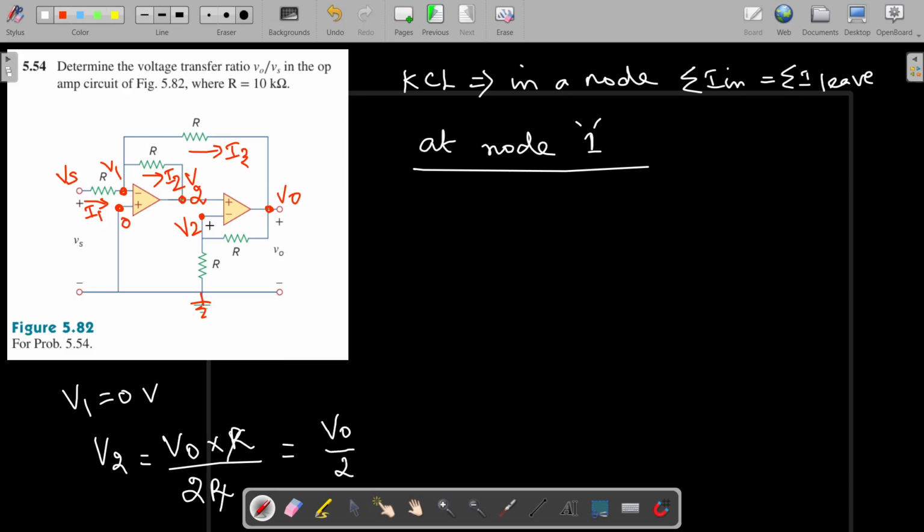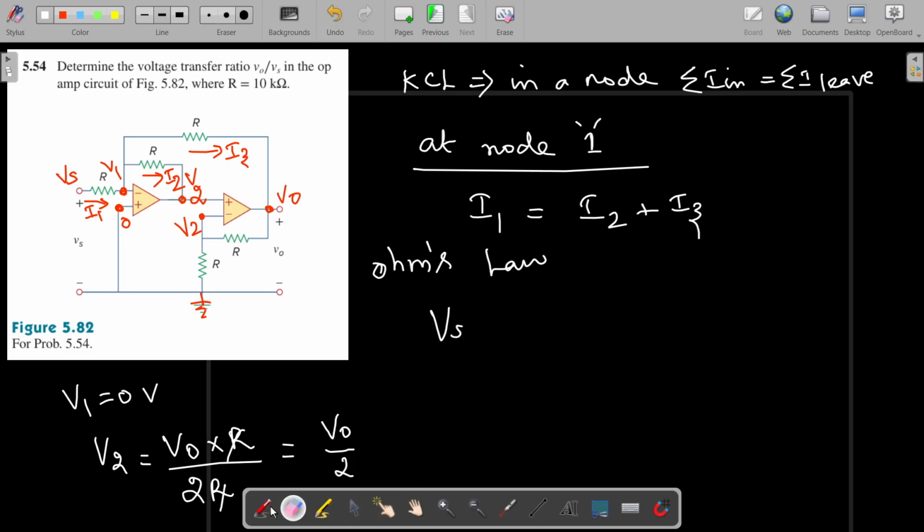With this, we can now apply KCL at node 1. The incoming current to this node 1 is I1 and the leaving currents are I2 and I3. Here we can apply Ohm's law. What is I1? I1 is Vs minus the zero potential, or the V1 potential, that is 0, divided by R, and that is equal to I2. I2 current is flowing from V1 potential to V2 potential, so 0 minus V2, so minus V2 divided by R, plus I3 is also flowing from V1 to V0. Okay, so it is 0 minus V0 divided by R.